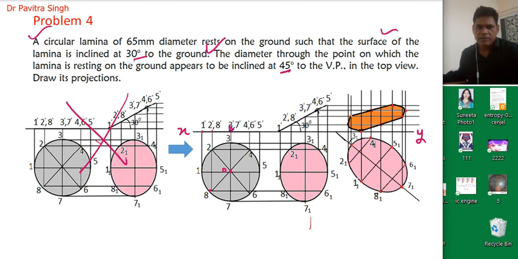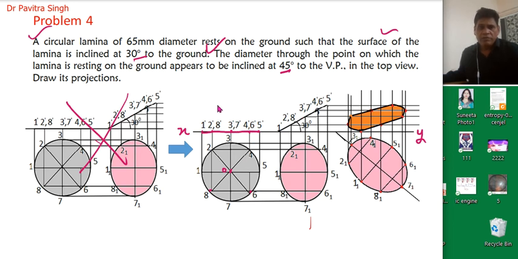So this will be point 3 dash and 7 dash. Point 4 and 6 will be on this location, 6 and 4, and 5 will be projected on this point. So this will be our front view 1 dash to 5 dash.